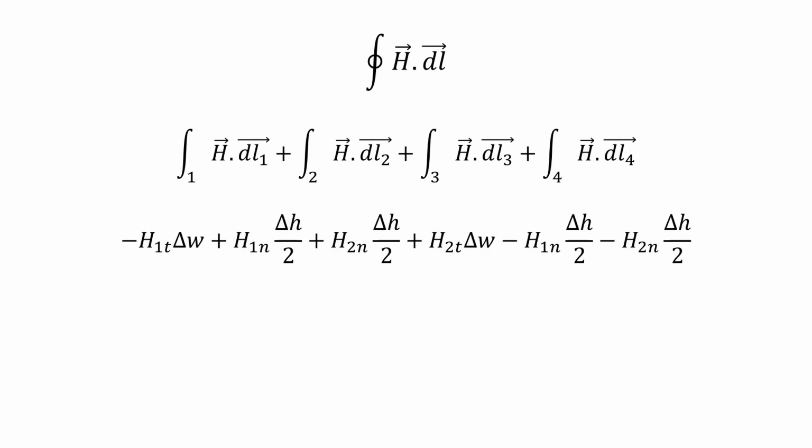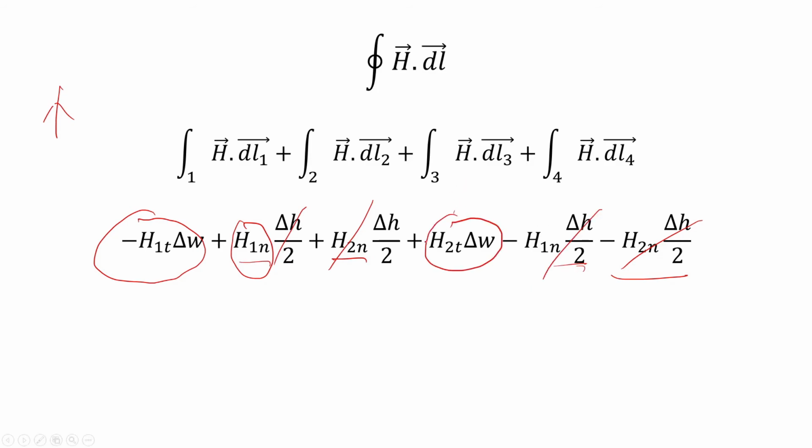On expanding those terms, this is what I am getting: minus H1t times delta W, plus H1n times delta h by 2, because this second path has two components, half from H1n and half from H2n. Similarly, the fourth path has the other half from H1n and the other half from H2n. So these two would cancel out. What I'm left with is the first path and the third path.